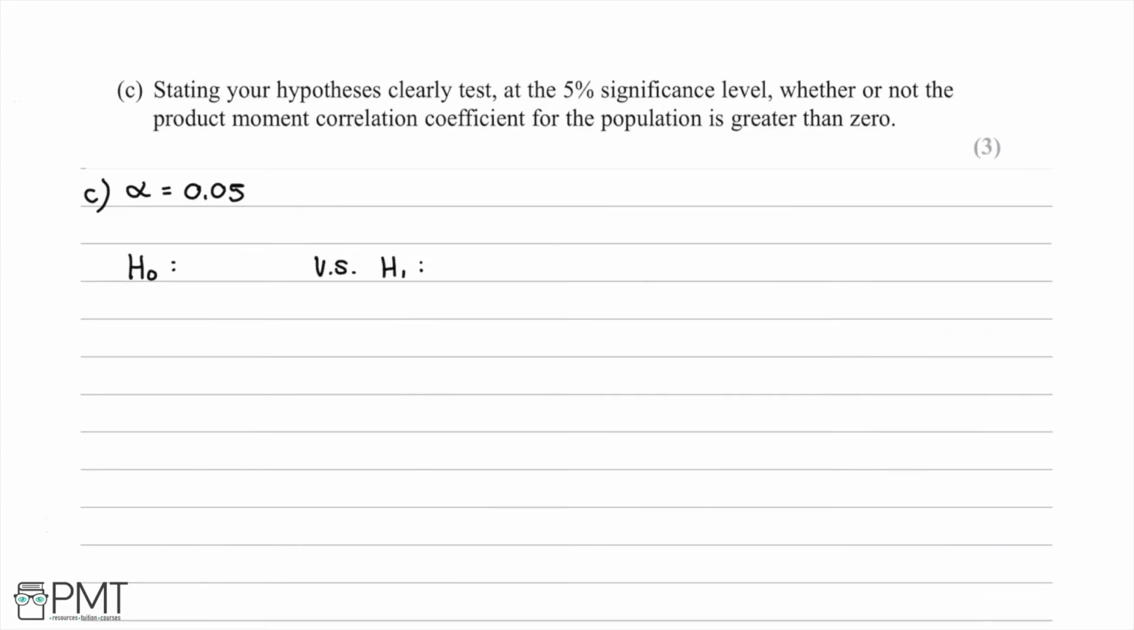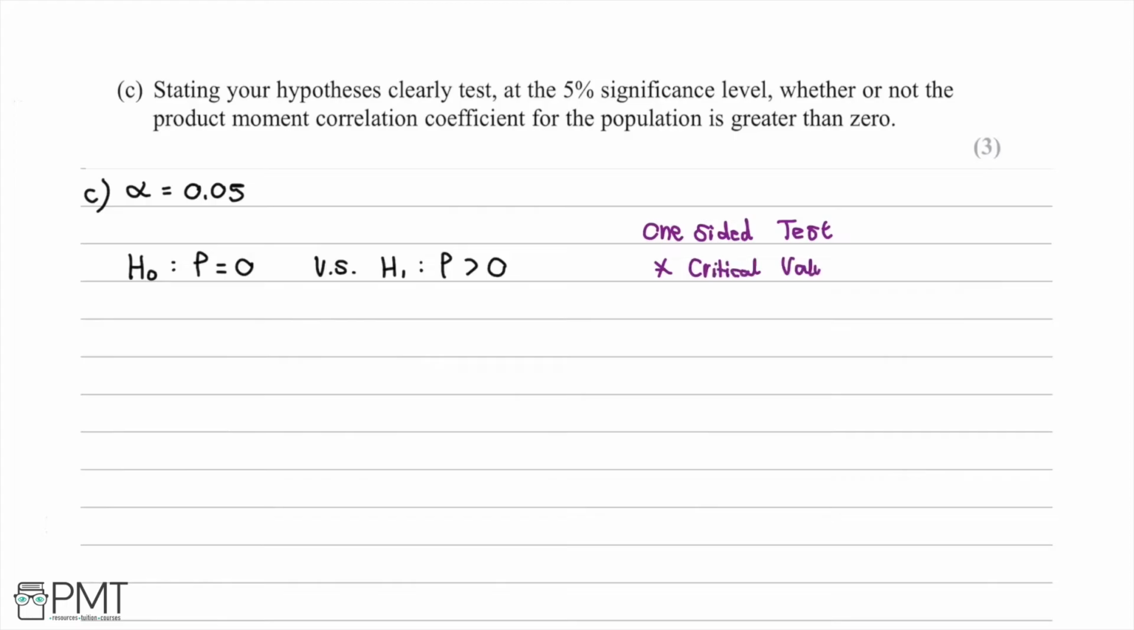We're asked whether or not the product moment correlation coefficient is greater than 0. So this means that our null hypothesis is going to be that this coefficient, which we'll denote rho, is equal to 0. And then we're going to have a one-sided test, because we are just checking to see if the product moment correlation coefficient is greater than 0. Since we're not dealing with anything less than, we're going to have a one-sided test. So we're going to have that rho is greater than 0, and that's going to be our alternative hypothesis.